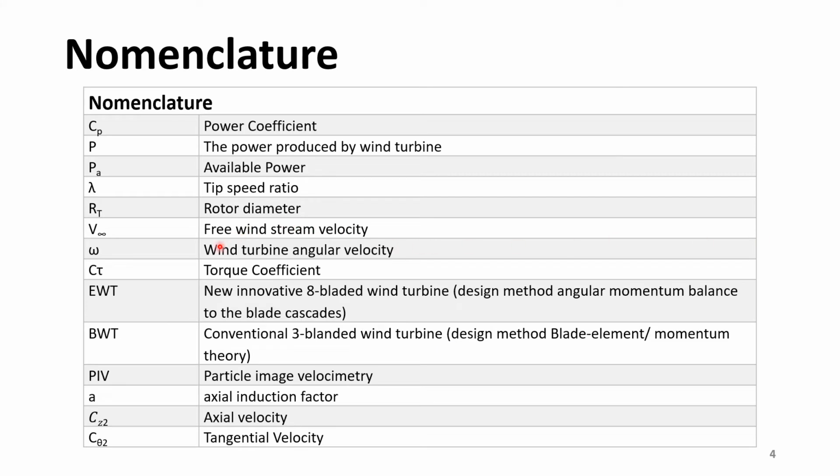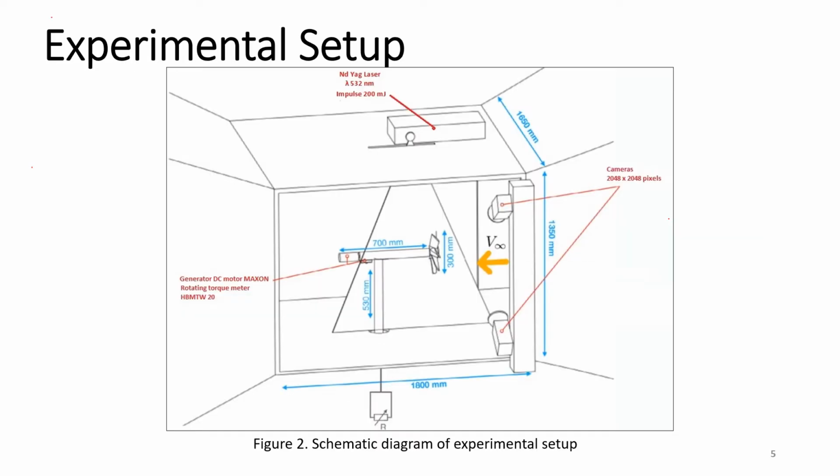These are the nomenclature which will be used in this presentation. This is a schematic diagram of the experimental setup. The experimental study is carried out in a frontal type wind tunnel. The turbine is mounted on a 530 millimeter tall mast with a 700 millimeter long nacelle containing a rotating shaft on which a rotating torque meter and a motor is attached.